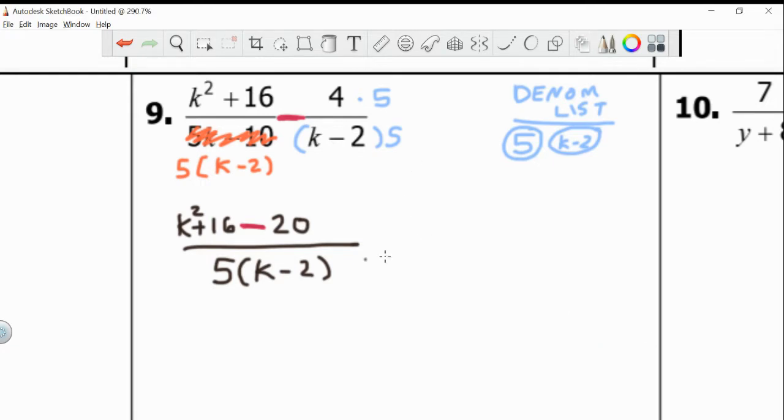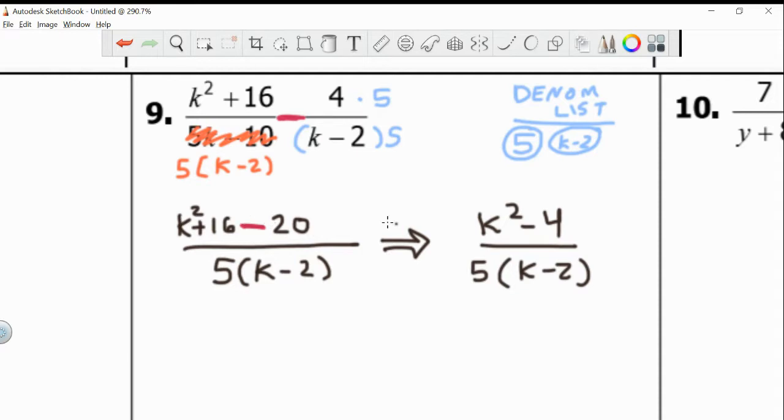And from there, we're still trying to sort out this numerator. Okay, this numerator is still not as condensed as it can be. We're not even ready to factor it yet, okay? Because we could still take this 16 and this 20, and really it's a negative 20, and we could still make that smaller. So what we're going to do is go from here to k squared minus 4 over 5 times k minus 2.